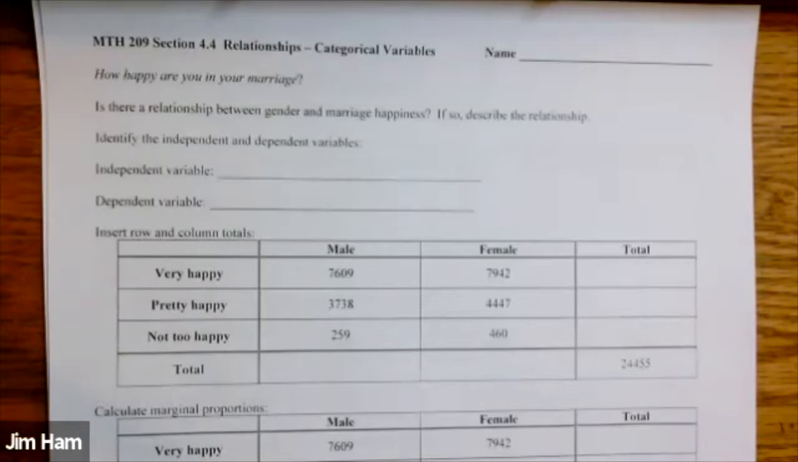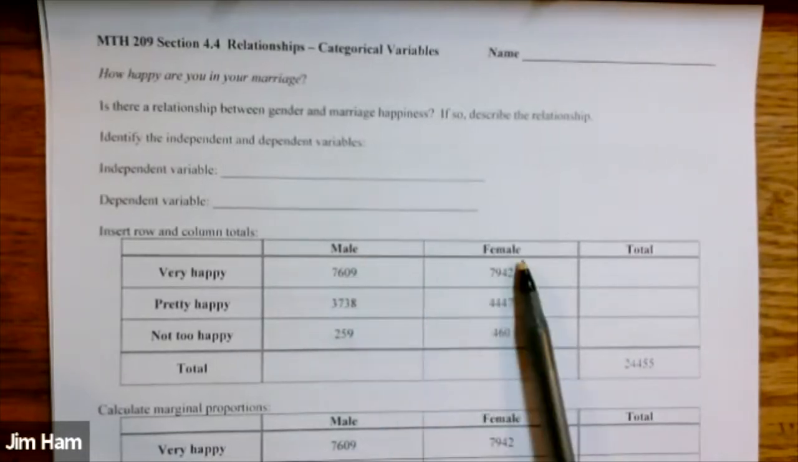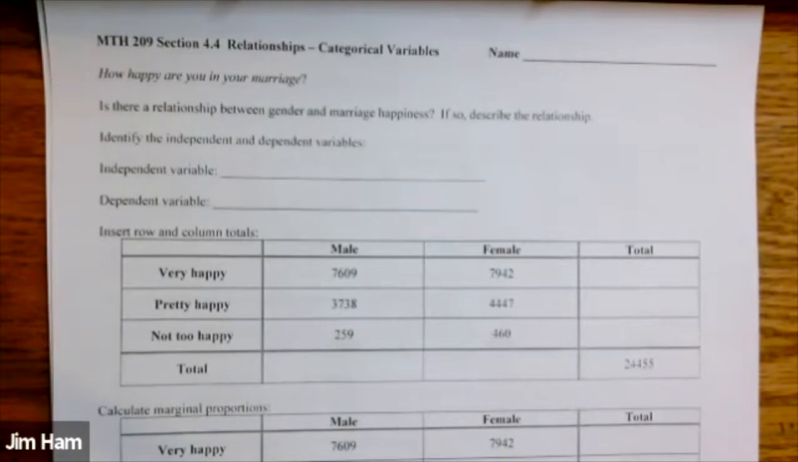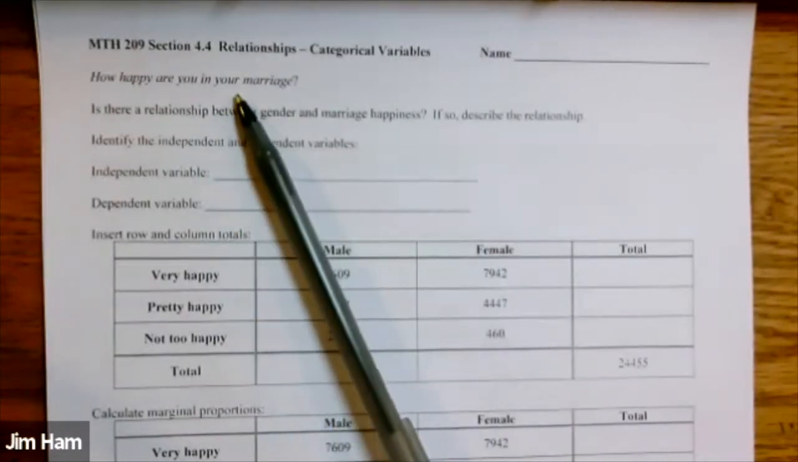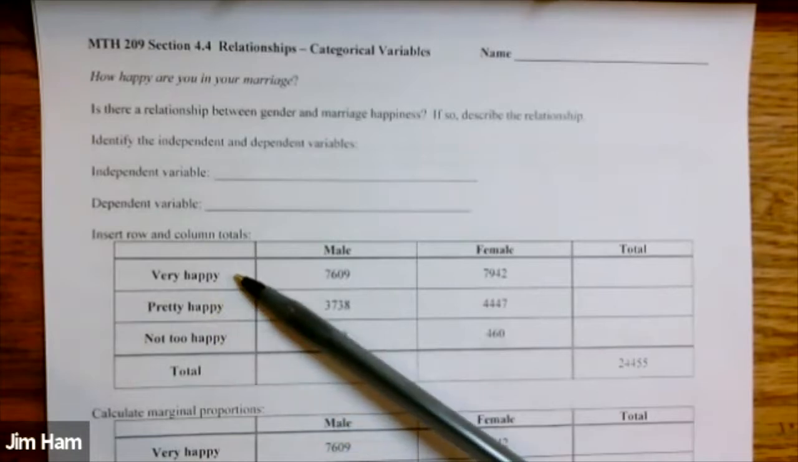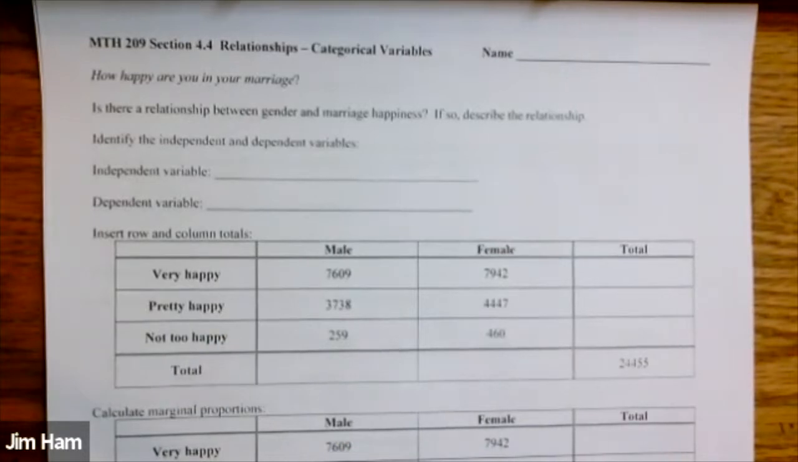In the test that we're going to do today, we're going to see if there's a relationship between two categorical variables. For example, the first categorical variable could be males and females, not numbers, qualitative data. Then they asked these individuals, some males, some females, you can see how many total, are you happy in your marriage? And they gave them these three responses: very happy, pretty happy, or not too happy.